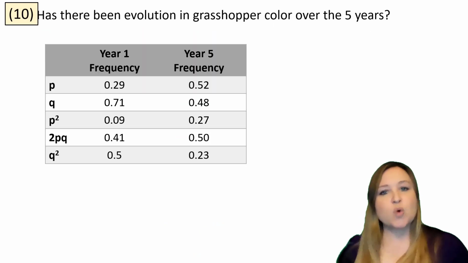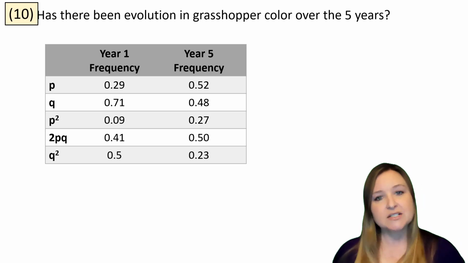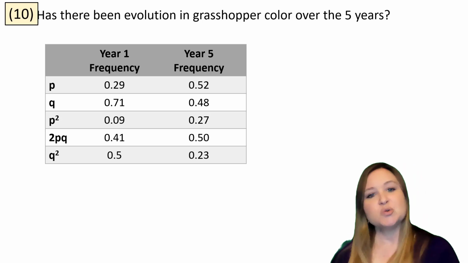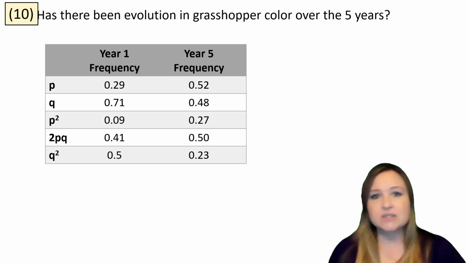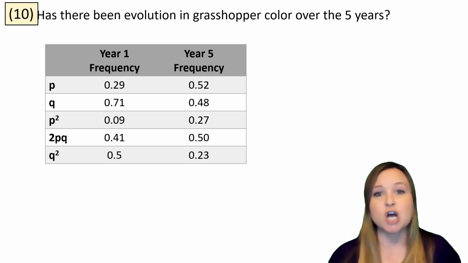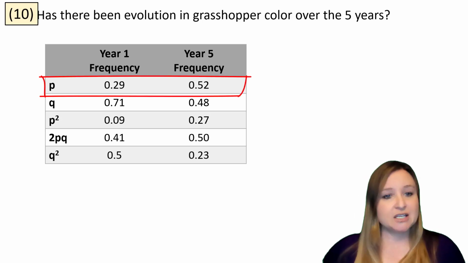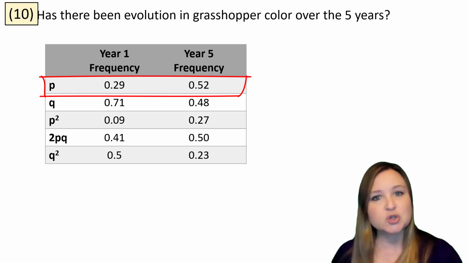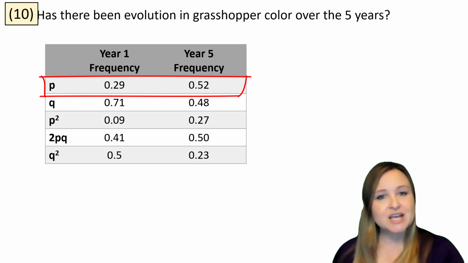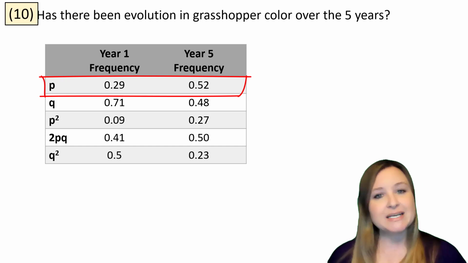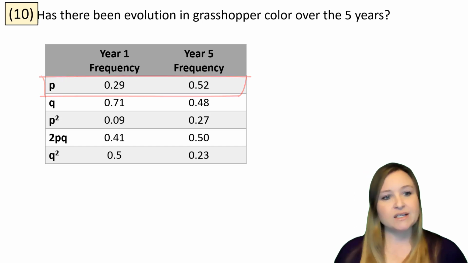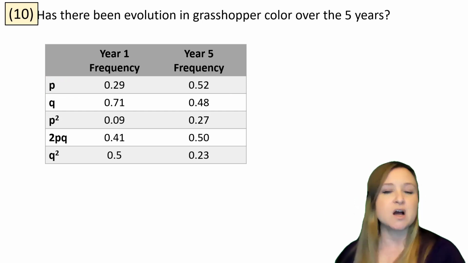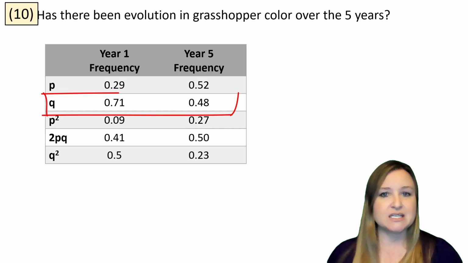And to really answer the question, has there been evolution in grasshopper color over the years, we have to compare our frequencies from year 1 to year 5. And what do we find? Well, let's just look at the frequency of the dominant allele, p. In year 1, the frequency was 0.29. In year 5, it's 0.52. So over the past 5 years, there's more of the dominant allele big T than there was at year 1. Similarly, if there's more of the dominant allele, that means there has to be fewer of the recessive allele q. And we see that as well.